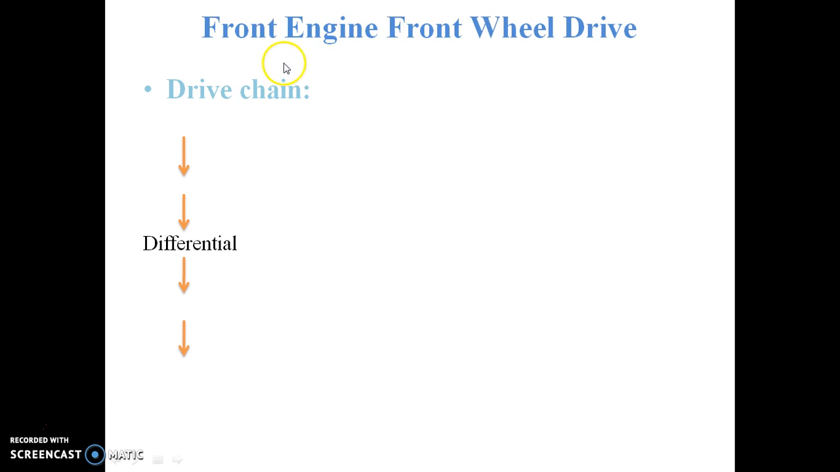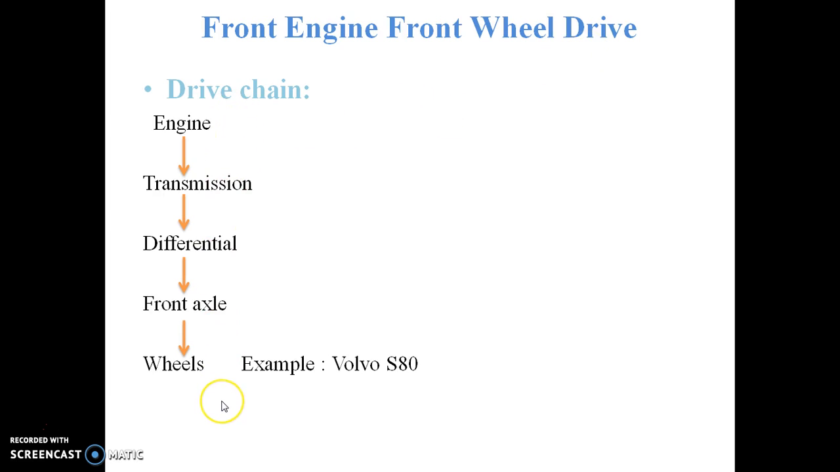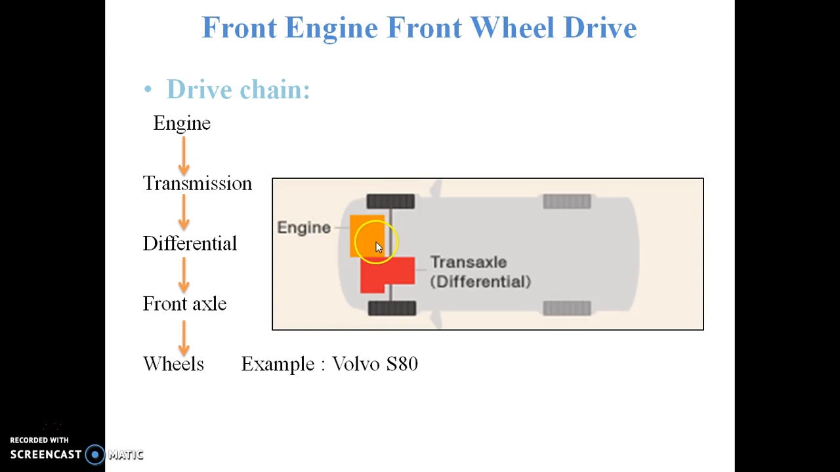The next type of layout is the front engine front wheel drive. This is the basic drive chain for the front engine front wheel drive. In this case, the engine is mounted at the front portion, whereas the drive is to be transmitted to the front wheel only. That's why it is called the front engine front wheel drive. So the power is first transmitted from the engine to the transmission system, and then from the transmission system to the differential, and from the differential it is transmitted to the front axle and then to the front wheels. The example of this type is Volvo S80.